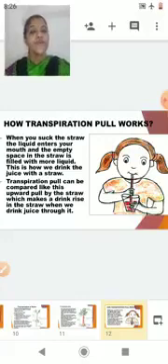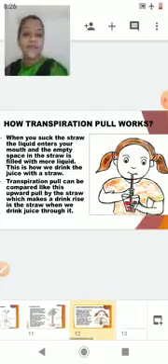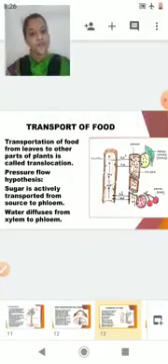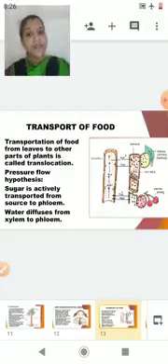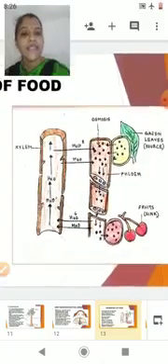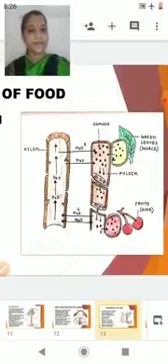Okay students, so now we have completed the transportation of water. Now we have to study the transportation of food. You know that the transportation of food takes place with the help of phloem, and the transportation of food from the leaves to the different parts of the plant is called translocation. This translocation can be explained by the pressure flow hypothesis. So now let us see this pressure flow hypothesis.